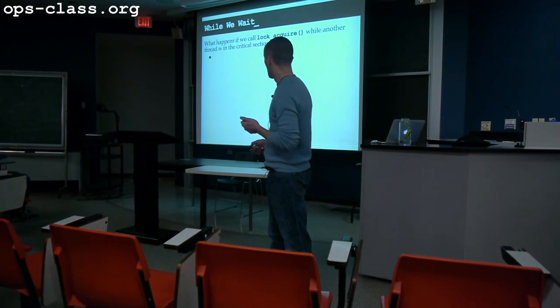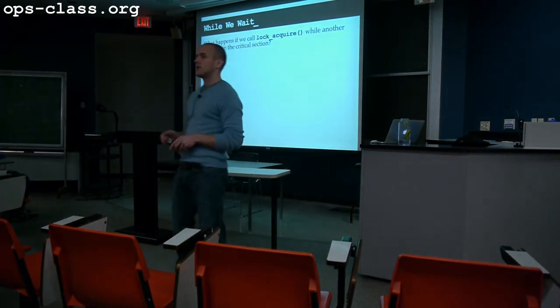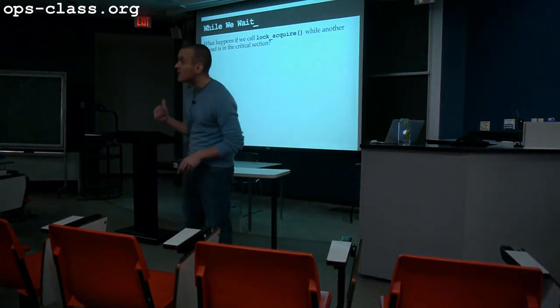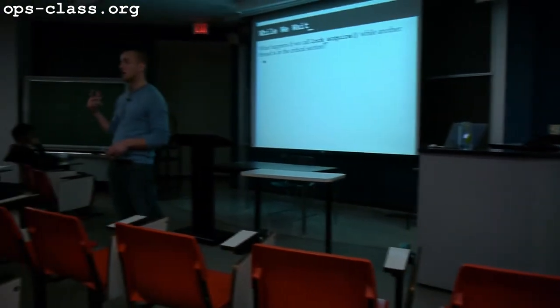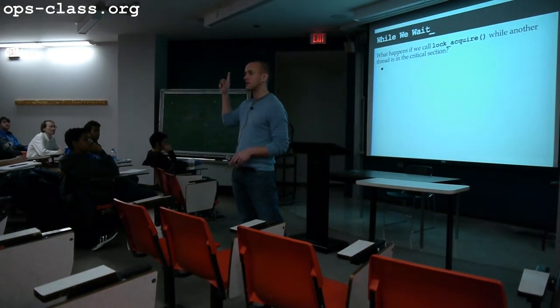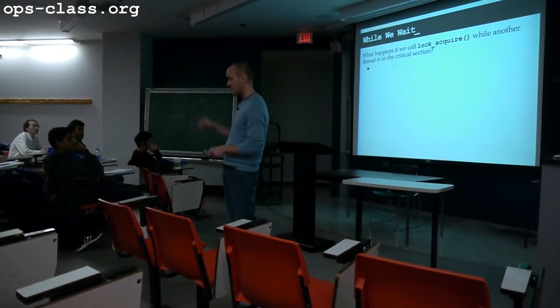The problem is, what happens if a thread calls lock acquire and there is another thread inside the critical section? So what do I have to do? Well, there are two approaches. Last time we talked about active waiting, right?